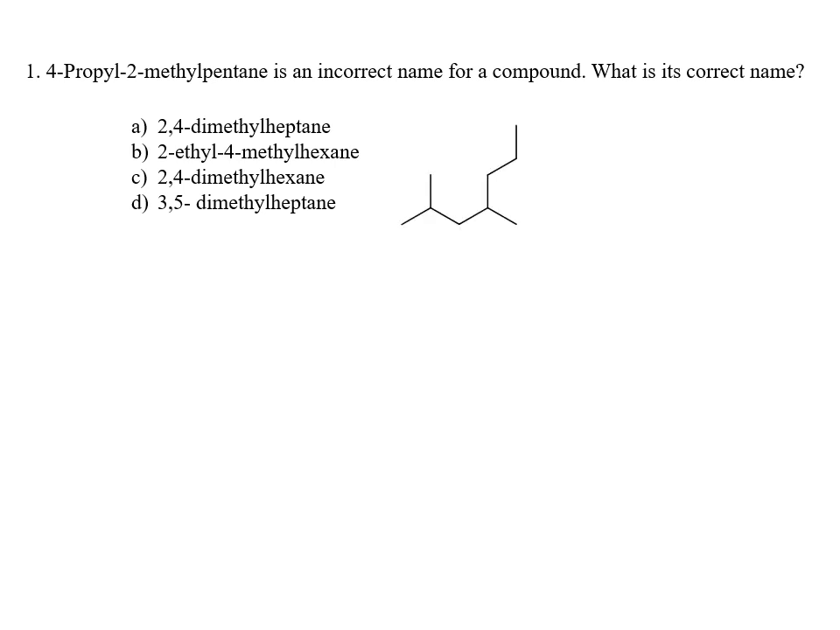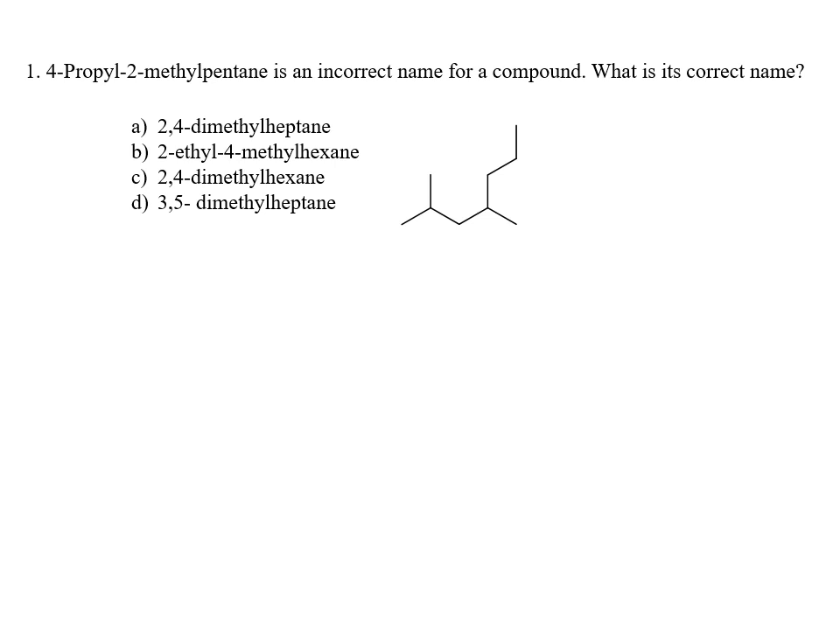We draw 4-propyl 2-methylpentane. You may right away see what is wrong with that name. In fact, at this point, you may want to pause the video, answer the question on your own, and then compare it with the answer provided here. So you may have noticed that the longest chain is not pentane. It's actually heptane. It has 7 carbons.